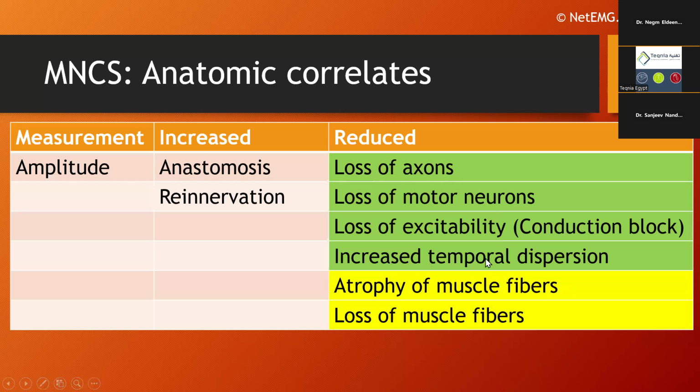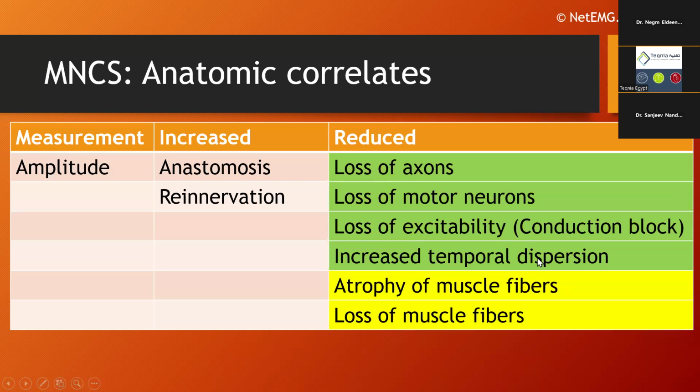And you can also have reduced amplitude because of increased temporal dispersion, where we start getting phase cancellation. So these are the neurogenic processes. This is motor neuron disease. This can be a conduction block, and this can be demyelination, which is causing reduced amplitude.